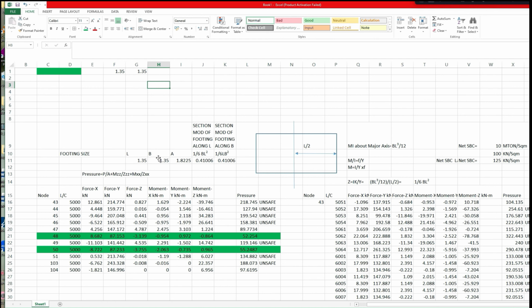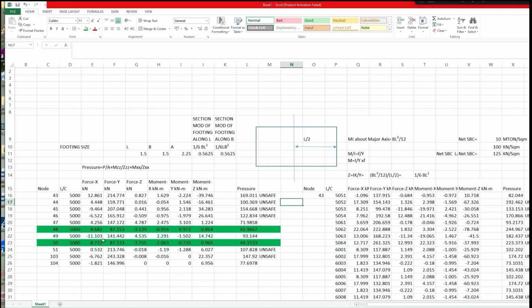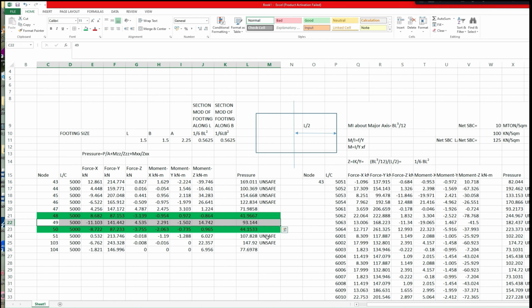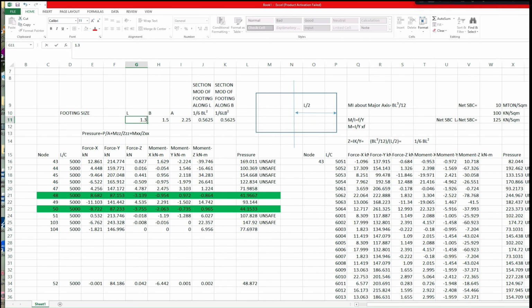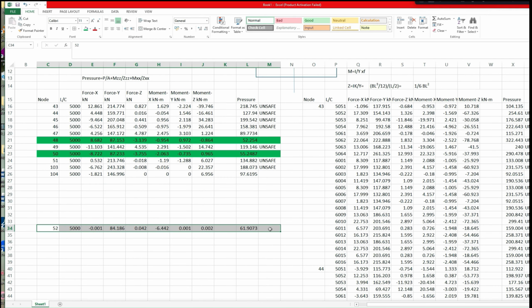So now let us increase this to say 1.5 by 1.5. Now we see two more, 47 and 49, and 104 has become safe. Copy, paste. This 52 was also safe in 1.35. Let us go back to 1.35 by 1.35. So 52 was also safe.